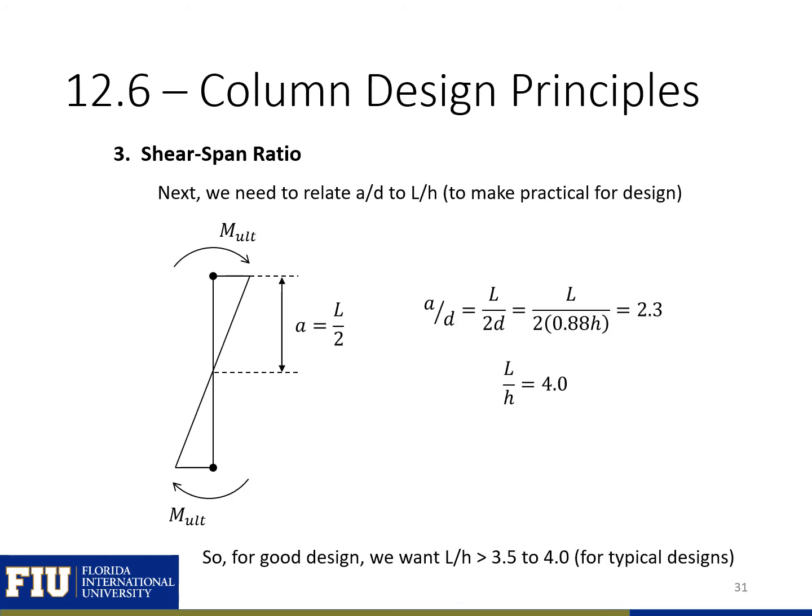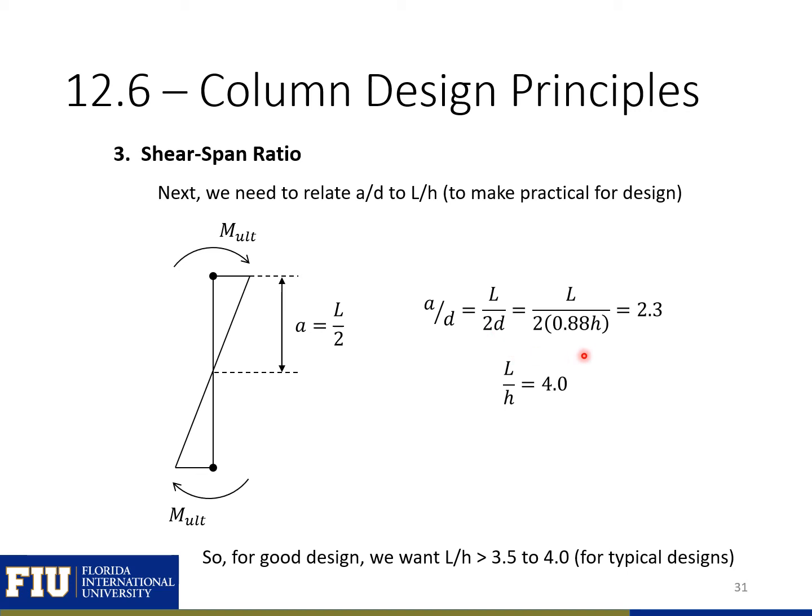This slide shows how we can relate our shear span to depth ratio, or a over d, to an L over h, or a length to column size ratio. So our shear span in a typical column with a lateral load is going to be a equals L over 2, so half the column height. So then our a over d ratio is going to be L over 2d.